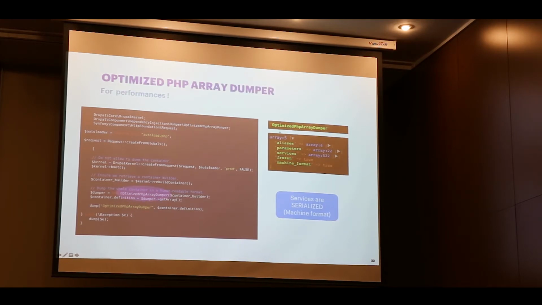And here, if you have an optimized array dumper, we don't see inside the services. But with machine format true, it means that we have a key-value pair, with the key being the service ID, and the value being the serialization of the description. The description is the object I'm trying to explain to you.